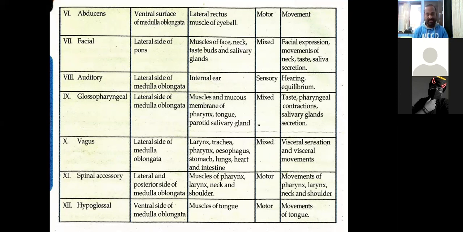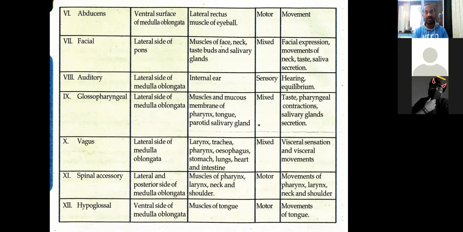Then the 7th one is the facial. Obviously, it is arising from the lateral side of the pons varoli. Lateral sides of the pons varoli, and then comes up into the facial area with muscles of the face, neck, taste bud, and salivary gland. All these areas will be innervated. It is again mixed in nature, sensory as well as motor.